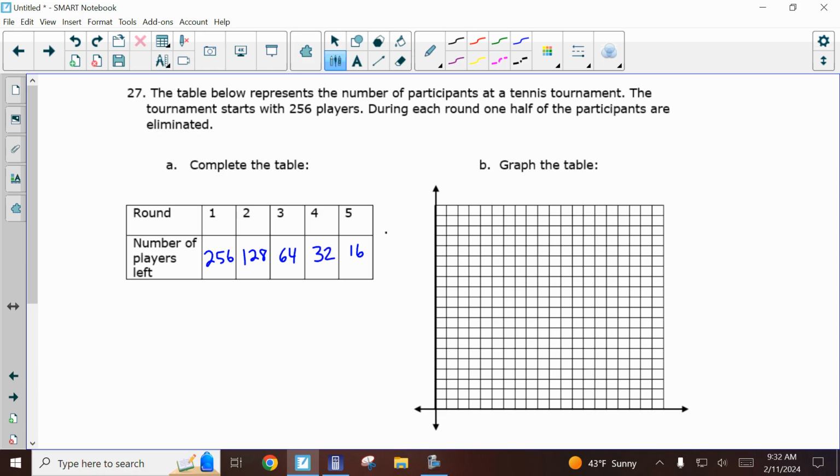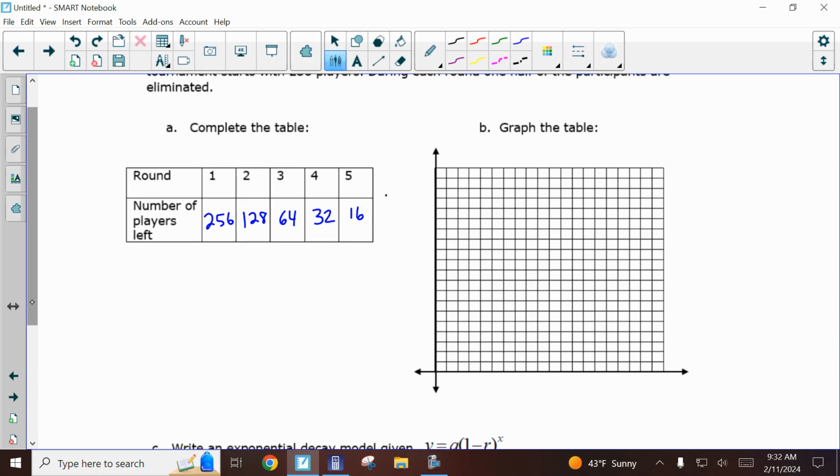So again, this thing goes all the way to 256, so we should try to stretch this out a little bit. Let's try 30s. 30, 60, 90, 120, 150, 180, 210, 240, 270, 300. Oh, that's perfect.